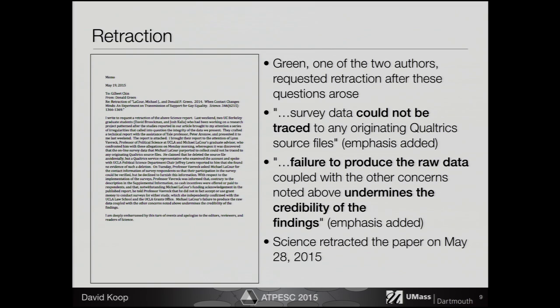So being able to trace back the data and understand where things came from is important, right? And this is one of the things that the Science editors and others looked at when they decided to retract the paper. They said that, regardless of what may have been done, based on what's there, we can't substantiate it as the correct results.